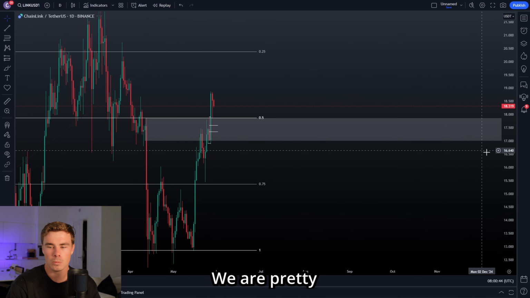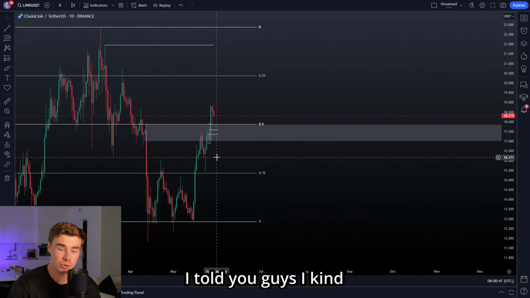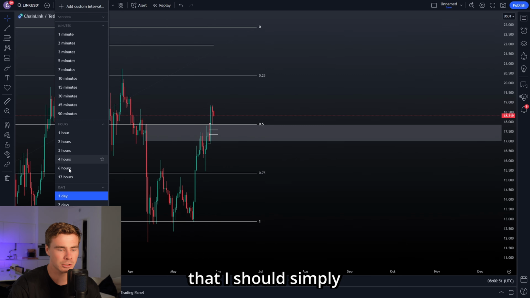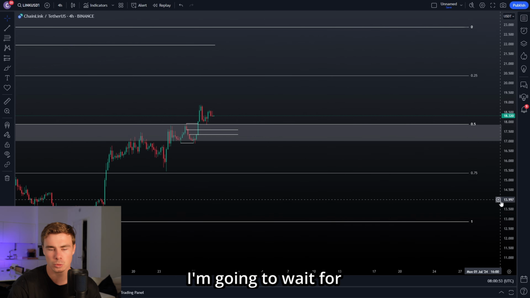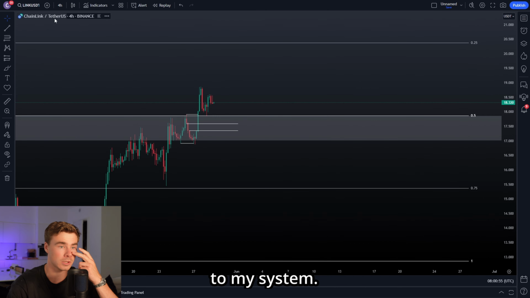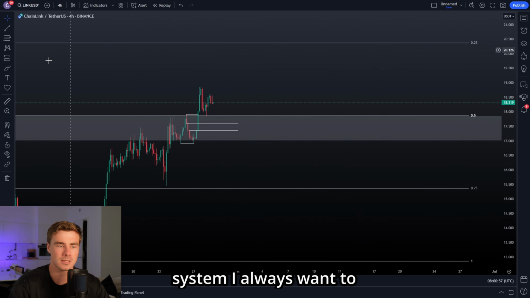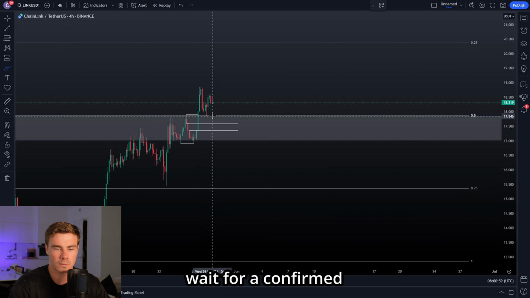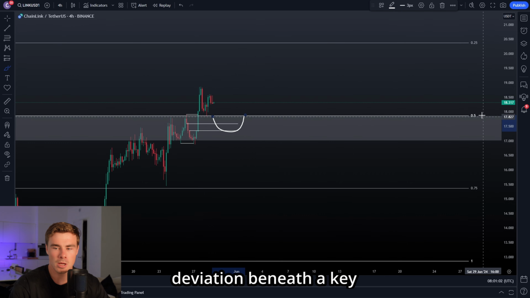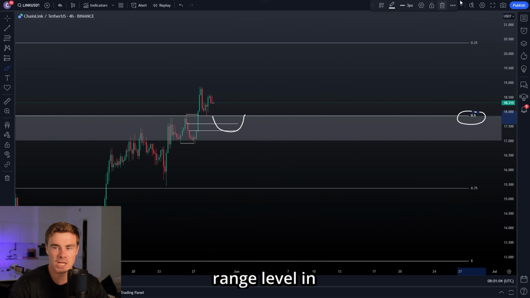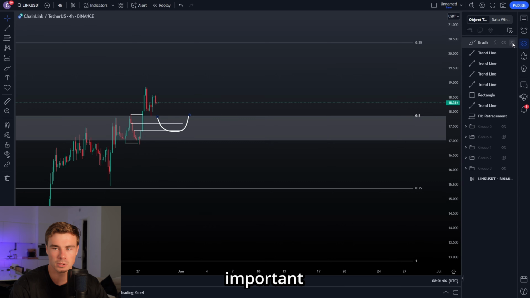Look at the daily. We are pretty overbought. I told you guys, I kind of expect a shallow pullback, but that doesn't necessarily mean that I should simply blindly limit long. I'm going to wait for the correct confirmations according to my system. And according to my system, I always want to wait for a confirmed deviation beneath a key range level in confluence with a mitigation of an important liquidity pool.